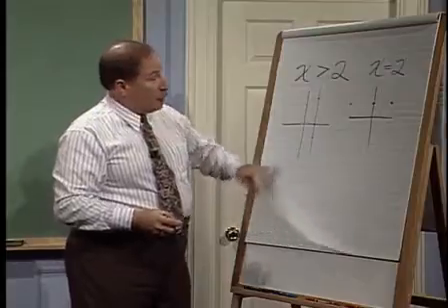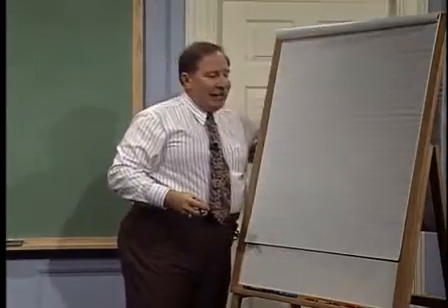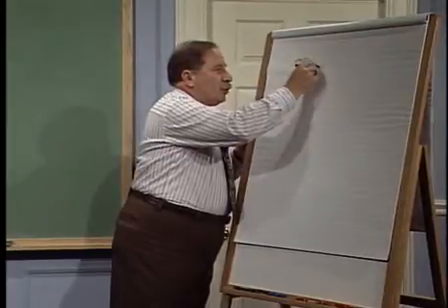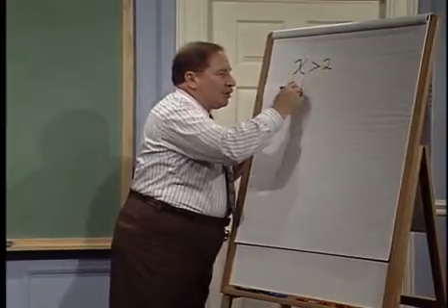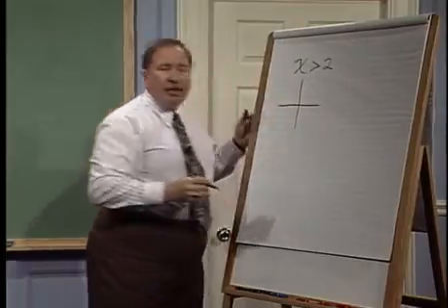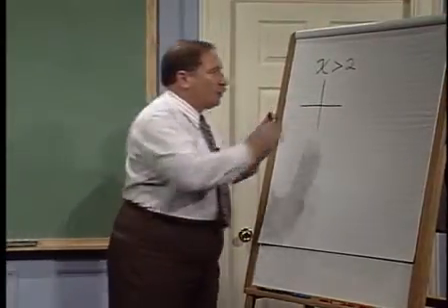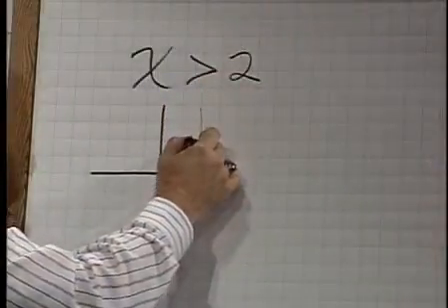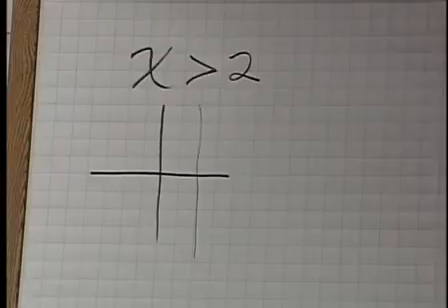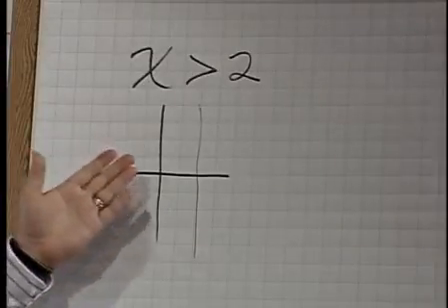And why am I turning the page? Because I want to draw it in lightly. So let's start again with x is greater than 2. And we draw our axes. And I'm going to try to lightly draw in x equals 2. Probably so light you can't see it, but you know it's out there. You see my hand moving. Now, is it solid or is it dashed?